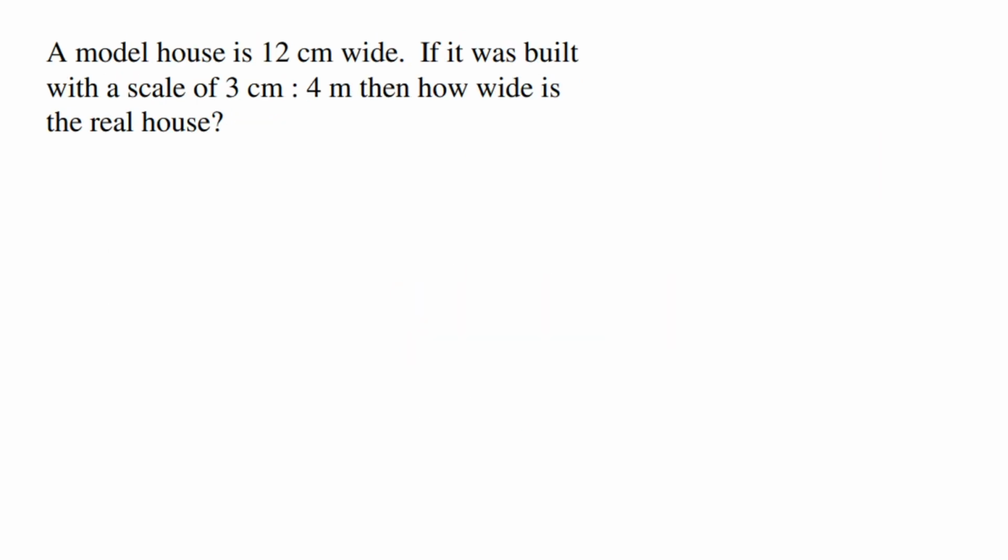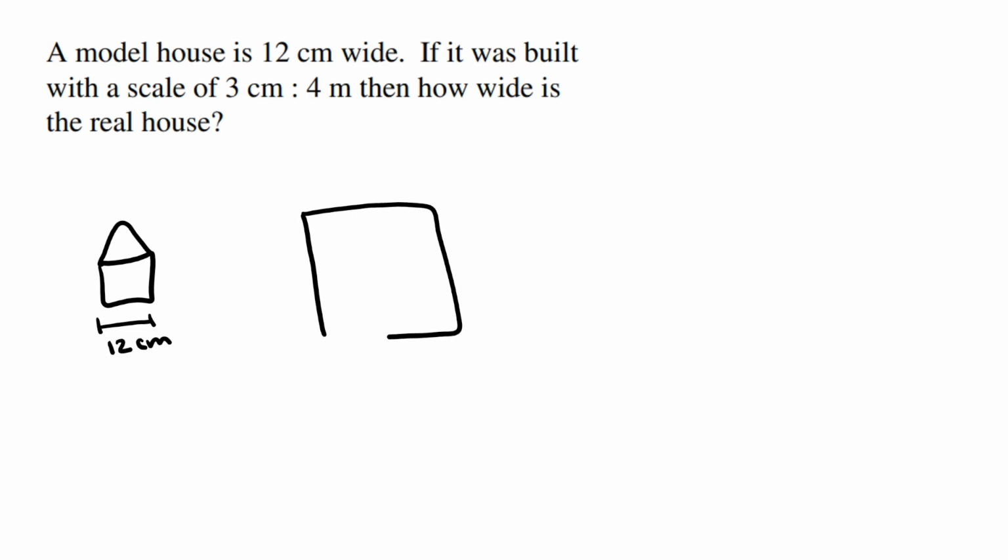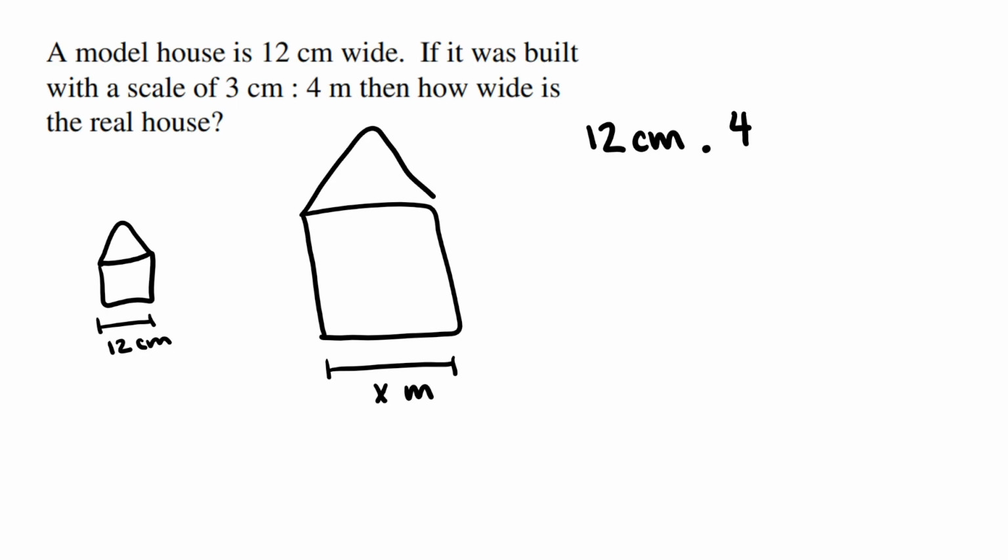A model house is 12 centimeters wide. If it was built with a scale of 3 centimeters for 4 meters, then how wide is the real house? So our model house is 12 centimeters wide. And then we have our real house, which is x meters. So let's multiply by our scale factor, and then we'll do our proportion to show both ways. So first, let's start with our scale factor. So we have 12 centimeters, and we need meters. So we're going to multiply that by 4 meters over 3 centimeters.